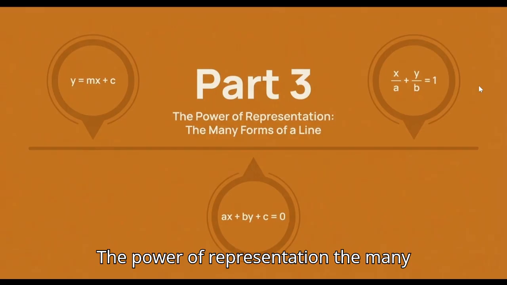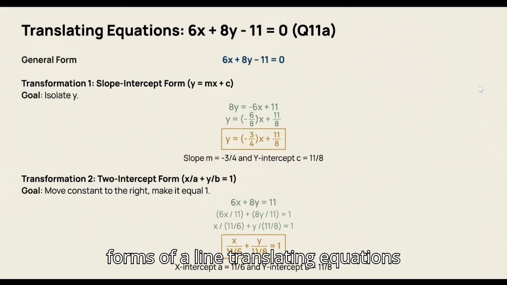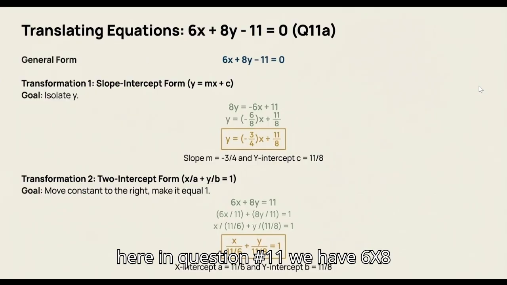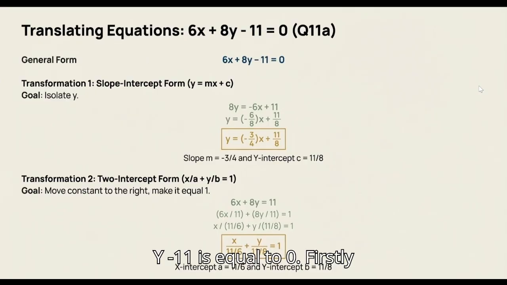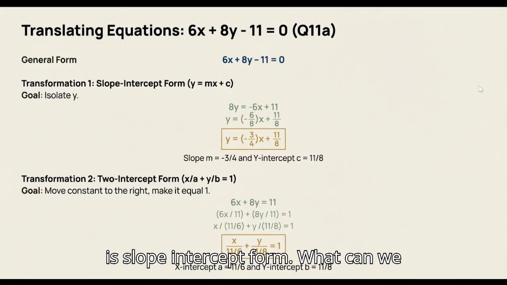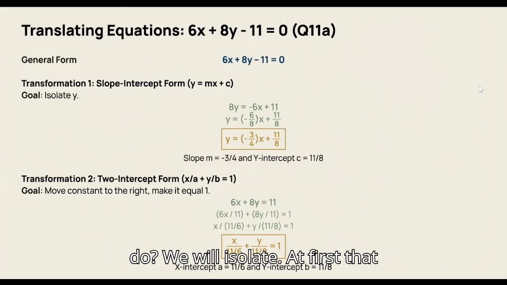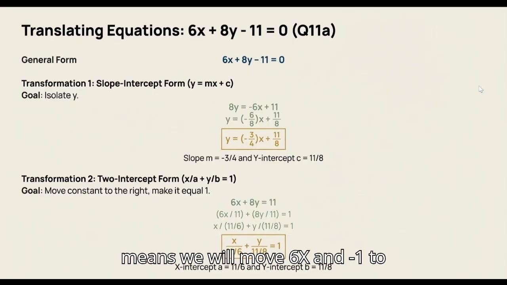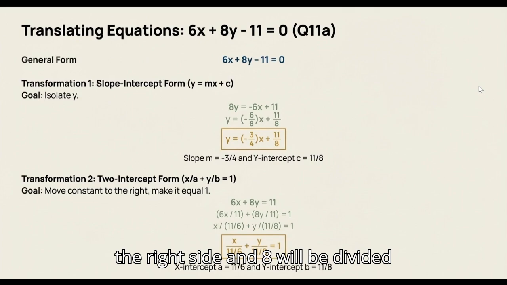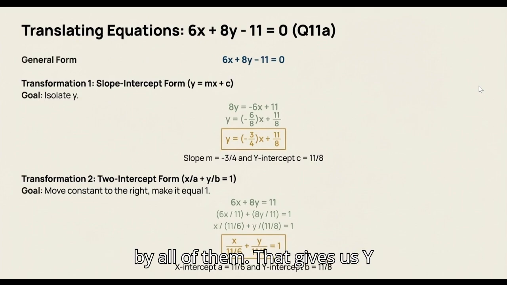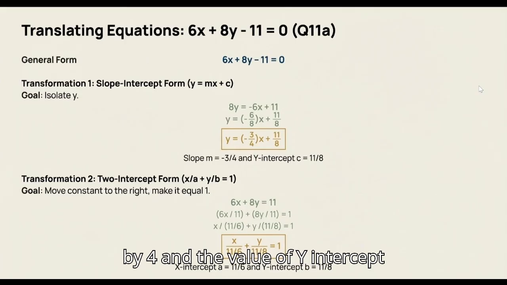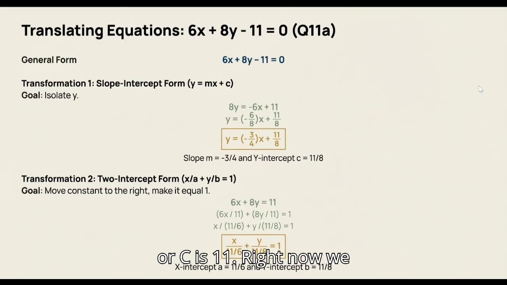The power of representation, the many forms of a line. Translating equations. Here in question number 11, we have 6x plus 8y minus 11 is equal to 0. Firstly, we need to transform it into y is equal to mx plus c, which is slope intercept form. What can we do? We will isolate y first. That means we will move 6x and -11 to the right side, and divide all of them by 8. That gives us y being equal to -3 by 4x plus 11 by 8. Here our slope is -3 by 4 and the value of y-intercept or c is 11 by 8.